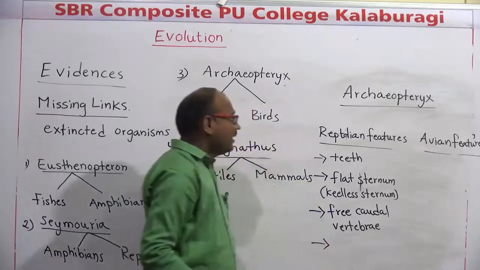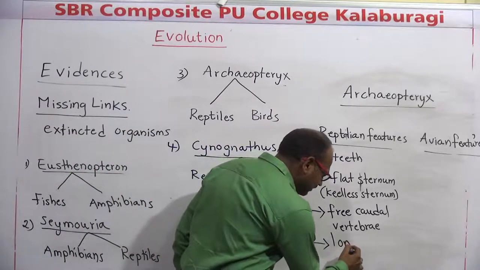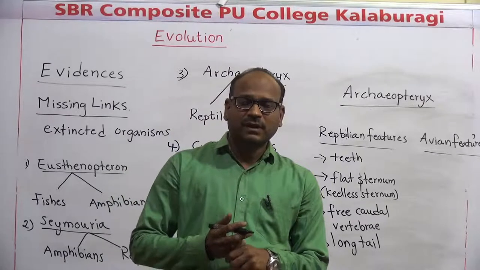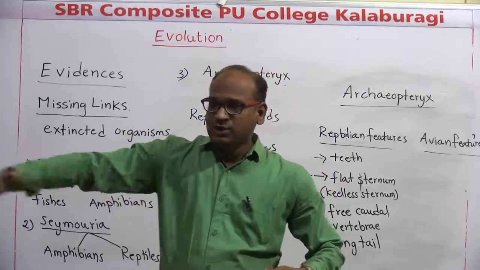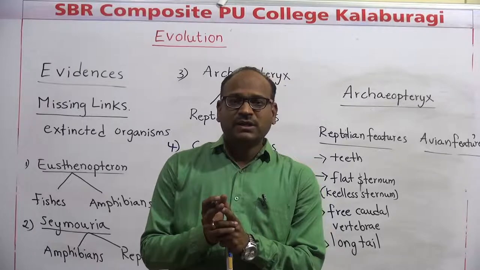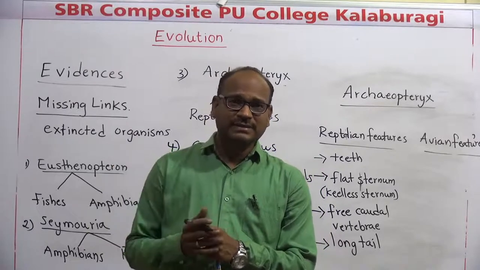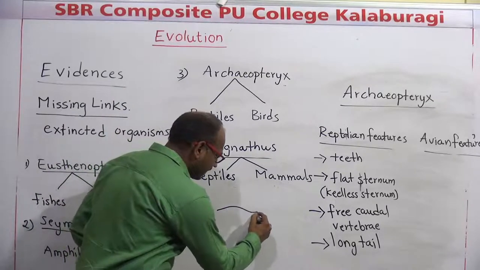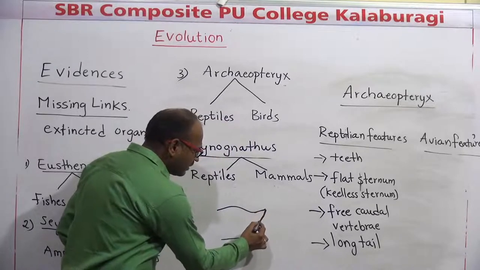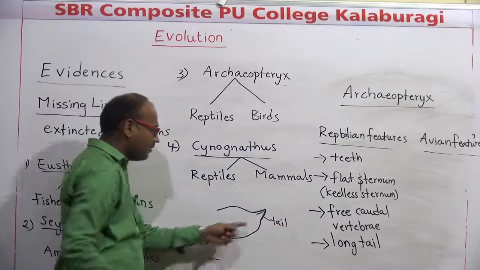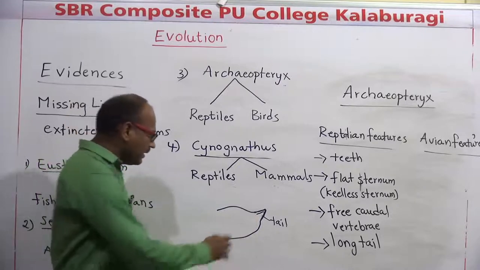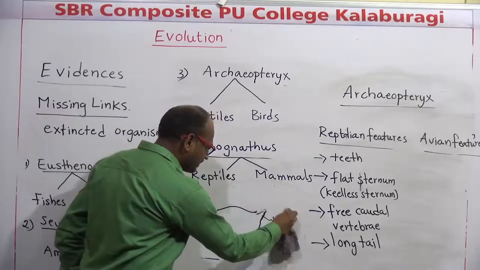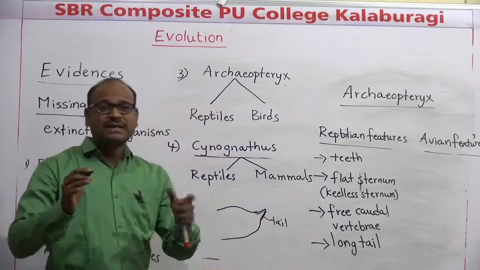Next, Archaeopteryx had a longer tail. If you take birds, for suppose peacock, it has a long tail. That is not a tail. Those are the which one? Tail feathers. For suppose if you take a hen, after removal of all feathers, like this we observe this part. This is the tail. In this tail only, the caudal vertebrae are present. These feathers are tail feathers. Actual tail is this one. After removal of feathers, we observe a small tail in present-day birds.